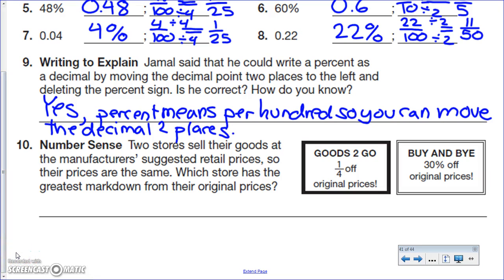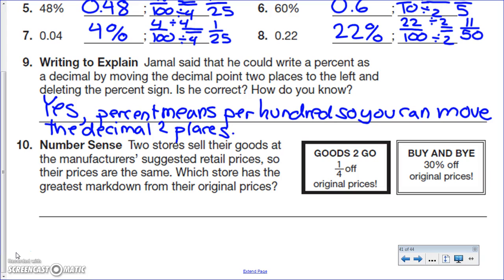Finally, for number 10, two stores sell their goods at the manufacturer's suggested retail prices, so their prices are the same. Which store has the greatest markdown from their original prices? So the first thing we need to do is turn either 30% into a fraction or 1/4 into a percent. It's going to be easier to compare two percents or two decimals instead of trying to compare two fractions. So let's take 1/4 and turn it into a percent.